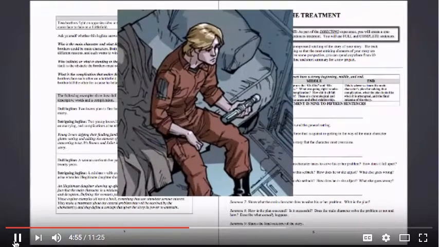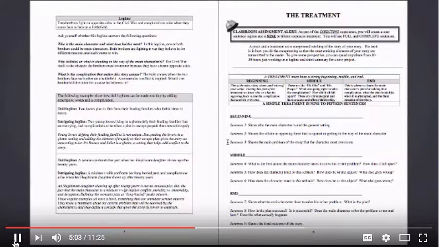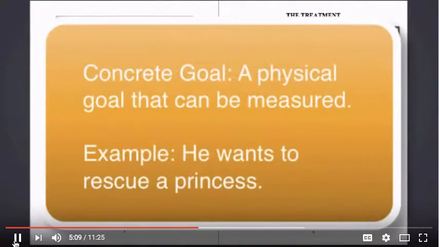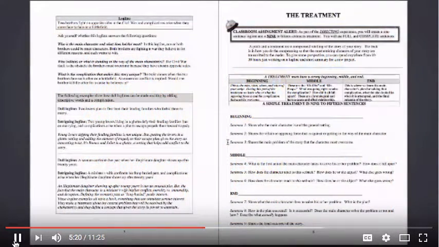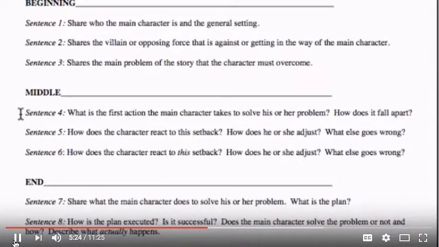Luke Skywalker is in possession of something called the Force, and he doesn't know if he's strong enough to use it to beat Darth Vader and rescue the princess. It's always more interesting when the main character has some sort of concrete goal in mind, like saving the princess, but also some flaw within him or herself that he or she is trying to overcome, like learning how to use the Force and overcome his low self-esteem. So, the middle is the longest part of your treatment.